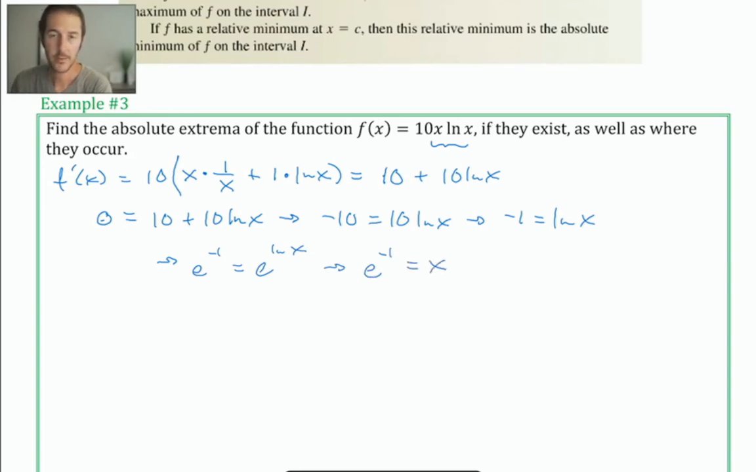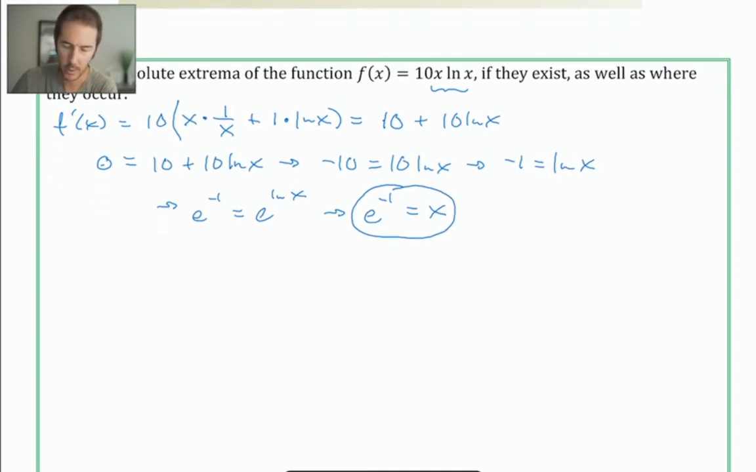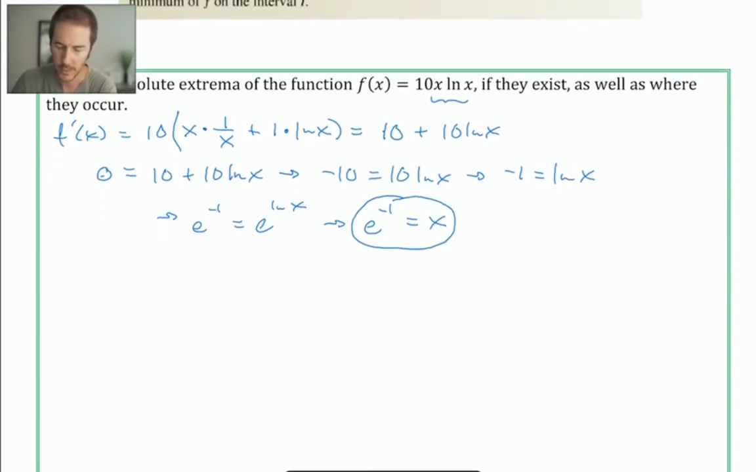And we get this as our only critical number. So we're going to have a relative maximum or minimum when x equals e to the -1st power. So I think I'll circle this for the moment, and then I'm going to evaluate right away our original function for the x value e to the -1.